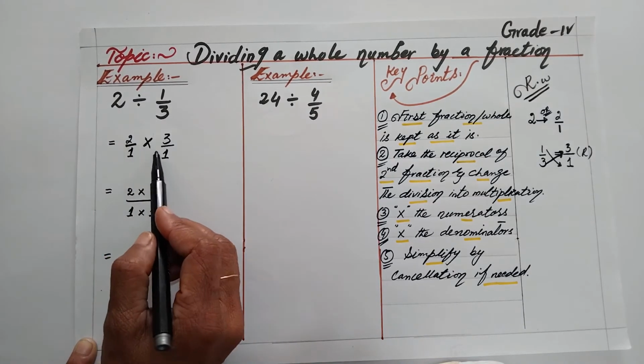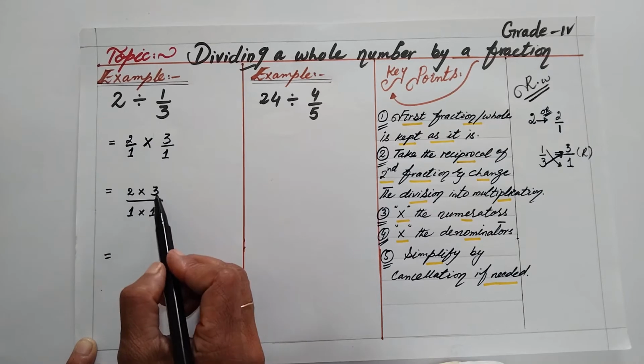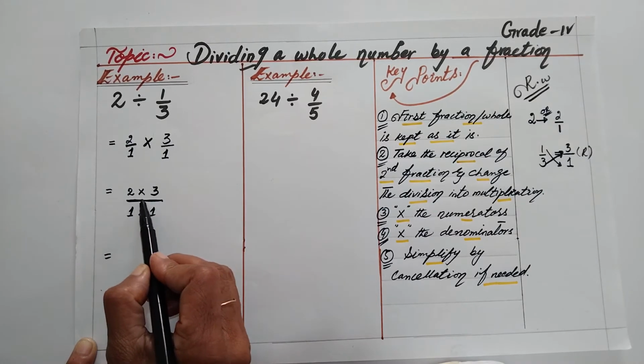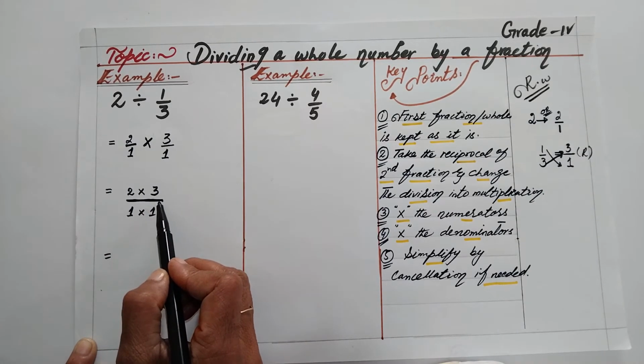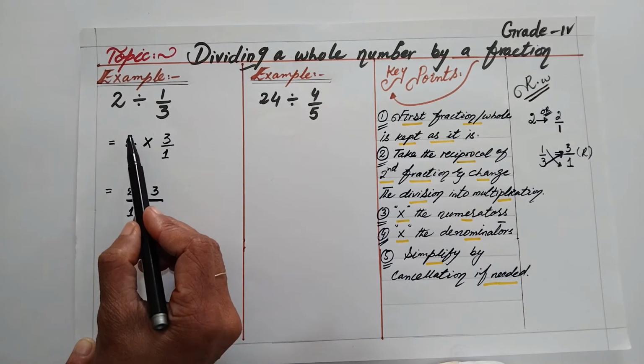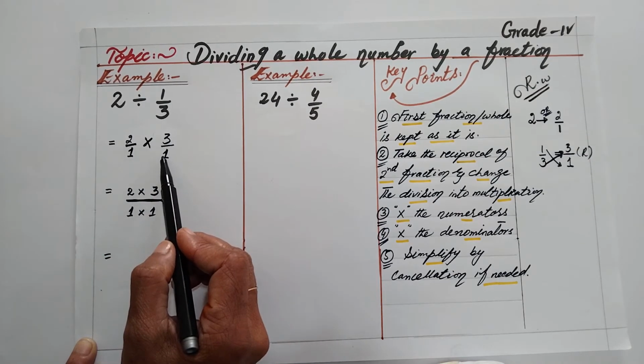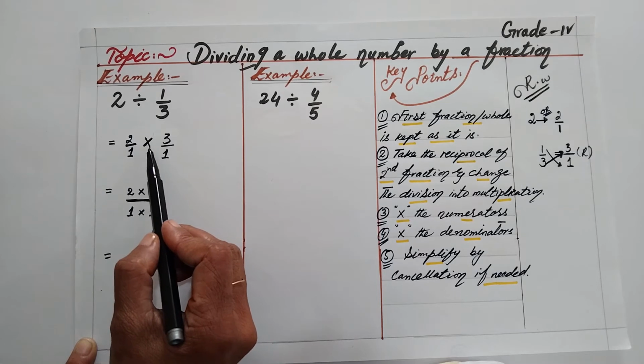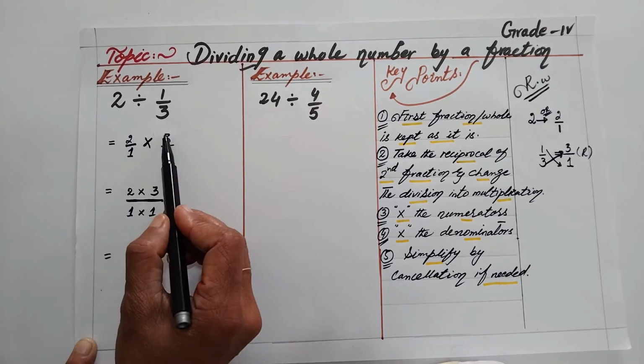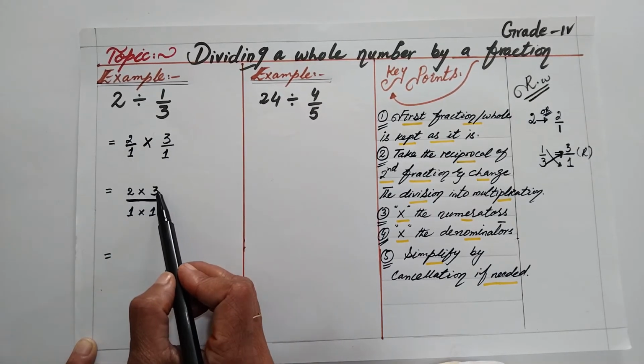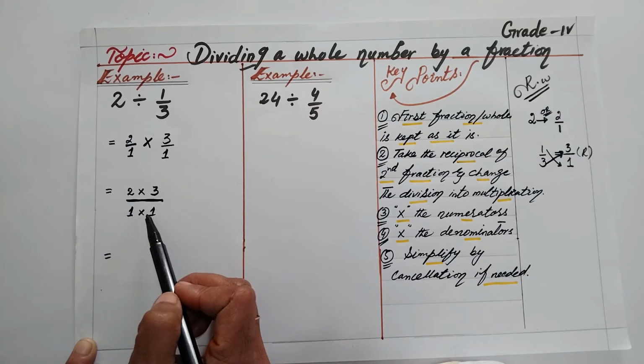Because by cancellation of the numerator and denominator, you will get the smaller number, and that will be easy for you people for the next calculation. So if there is any possibility of cancellation, you can do the cancellation over here. Otherwise, simply multiply numerator by numerator and denominator by denominator.